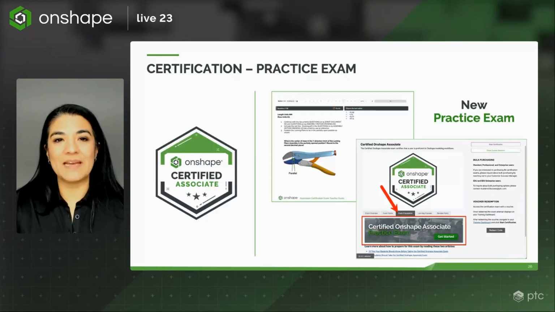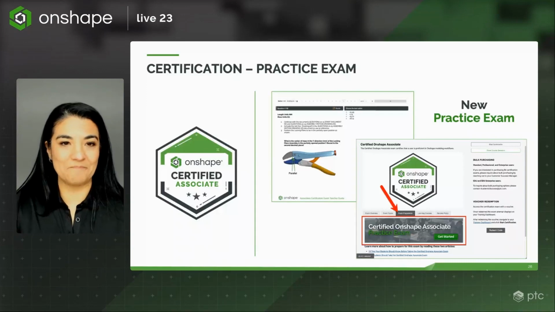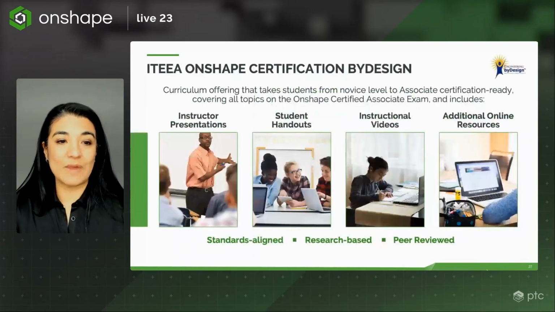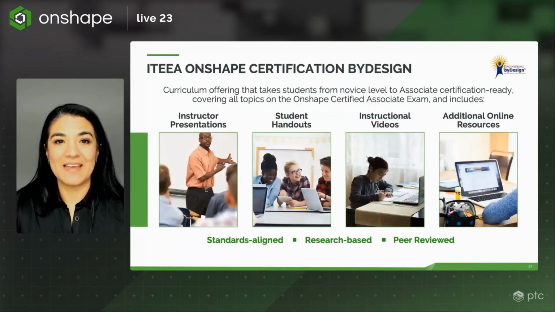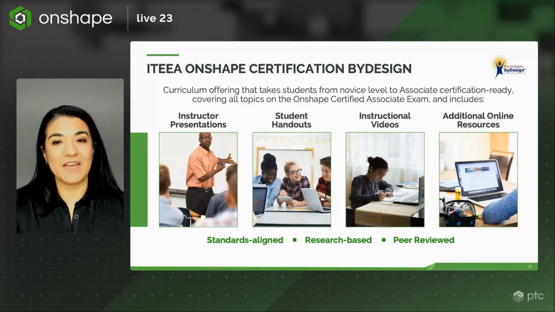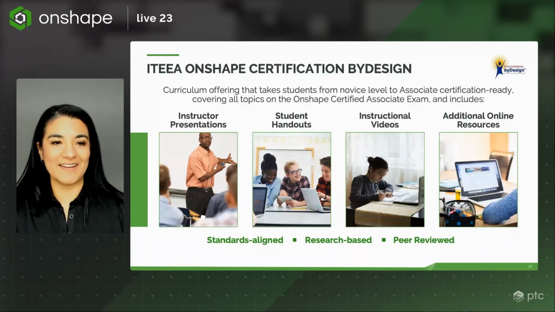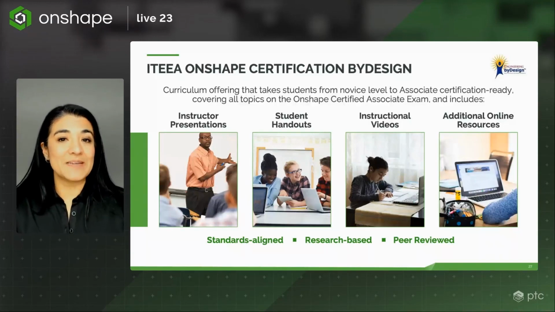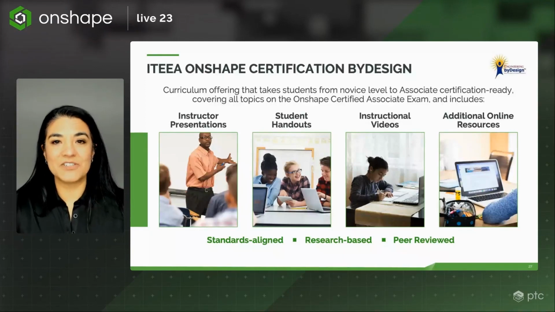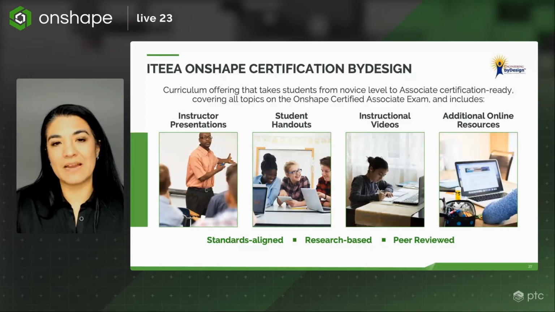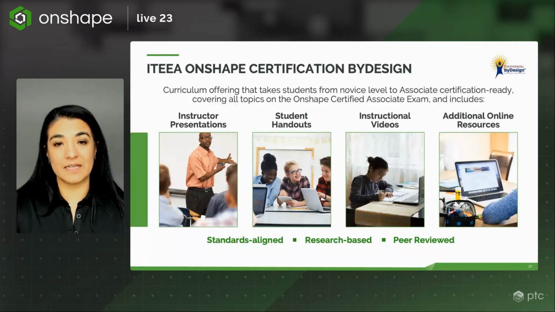So, how can we help you and your students get prepared to take the certification exam? We have a great partnership with ITEA. They have developed this Onshape Certification by Design course, which fits right in with their excellent curricula and teacher training. It's international, so it works both inside and outside of the US. It's designed to take your students through all topics on the associate's exam, and it's meant to fill about 18 weeks of content in the classroom.